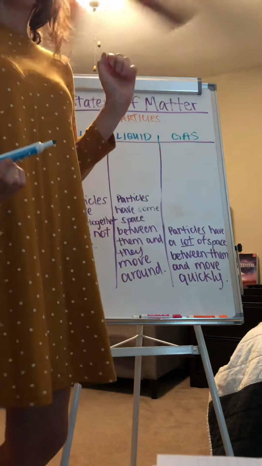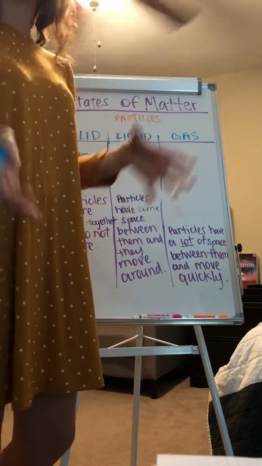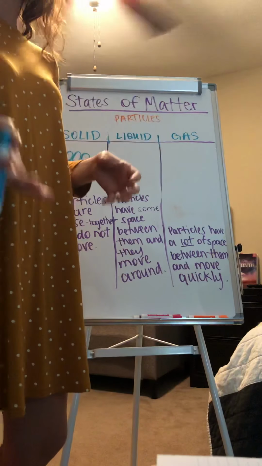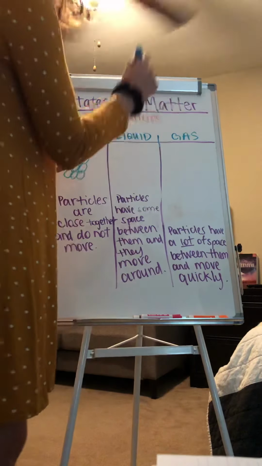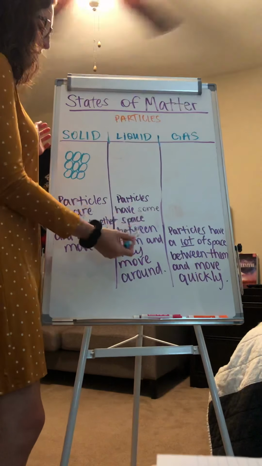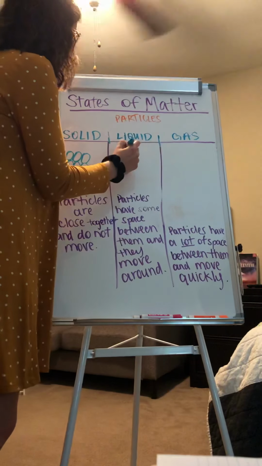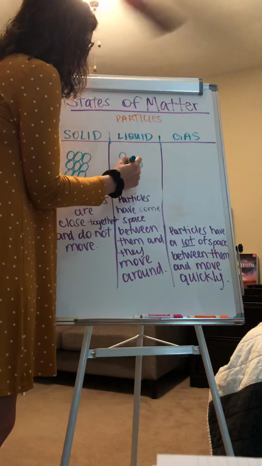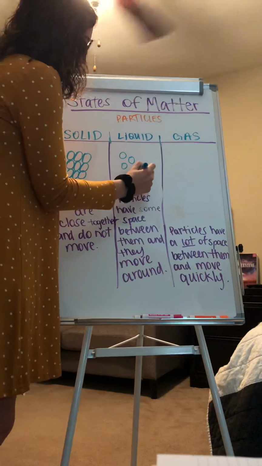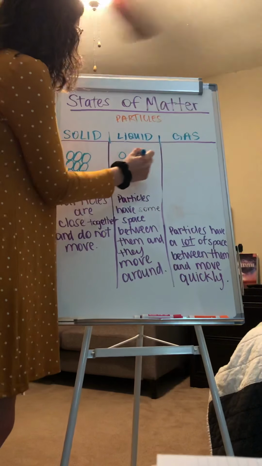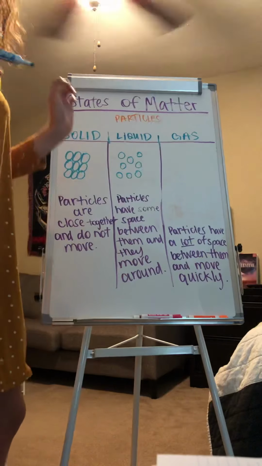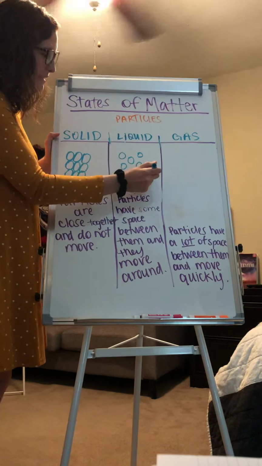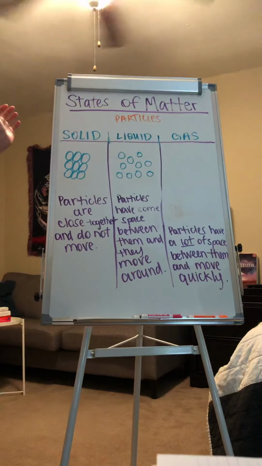Liquids, however, they have a definite volume, so there's always the same amount, but they don't have a definite shape. They can take the shape of whatever container you put it in. And that is because the particles have some space between them and they can move around. So there's not a lot of space between the particles in a liquid, but there is a little bit of space which allows them to move around and lets the liquids take the shape of their container. So you can see how there's a little bit more space between these particles here.